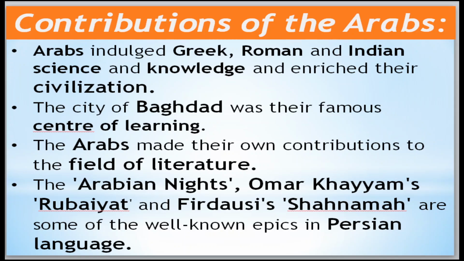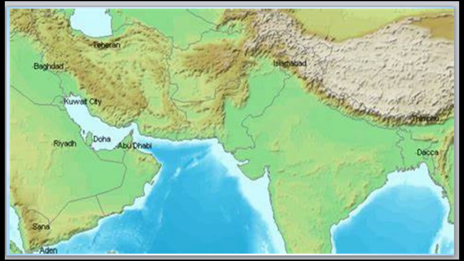Now come to the contributions of the Arabs in India and throughout the world. What are their contributions? Arabs gave more popularity to Greek, Roman and Indian science. They got the knowledge from there and enriched their civilization. The city is called Baghdad.